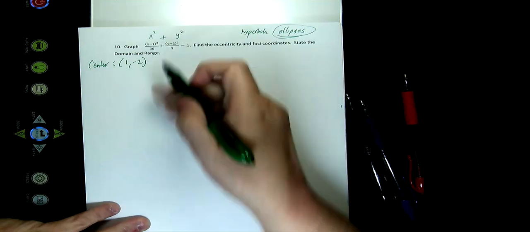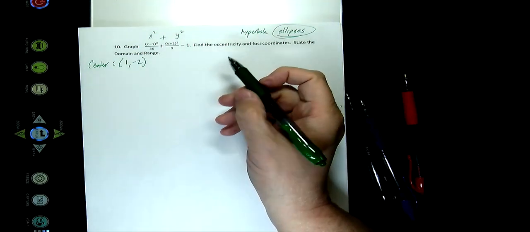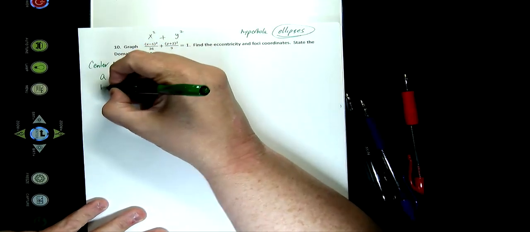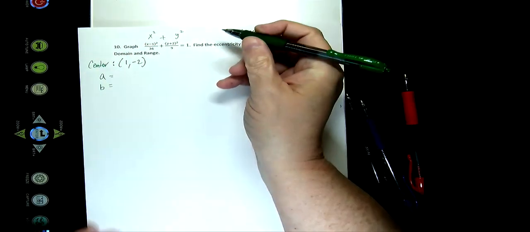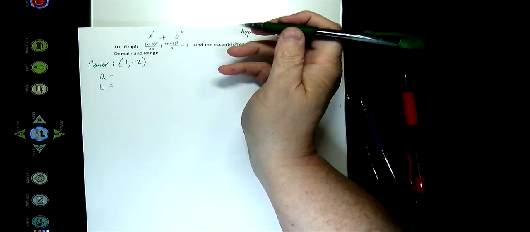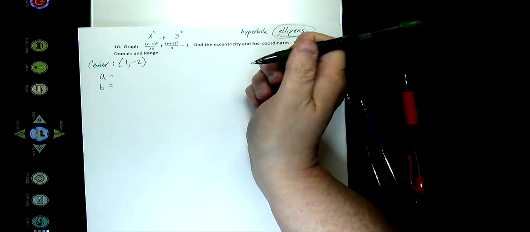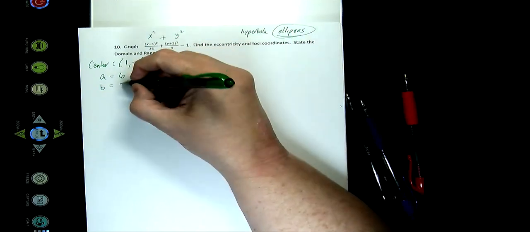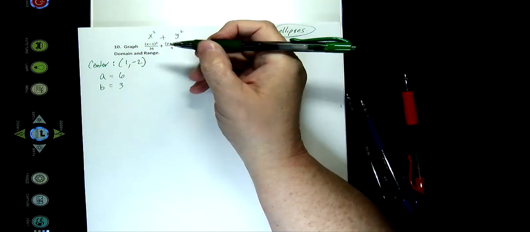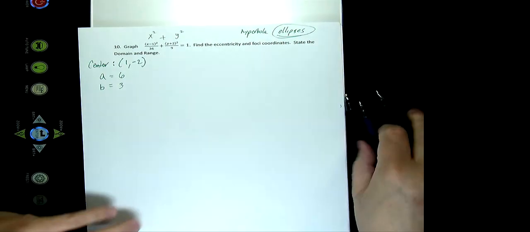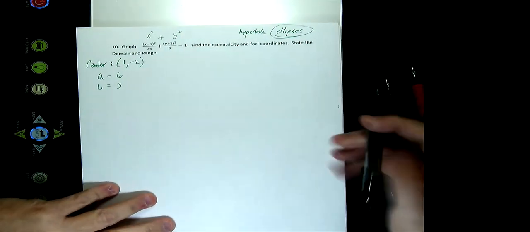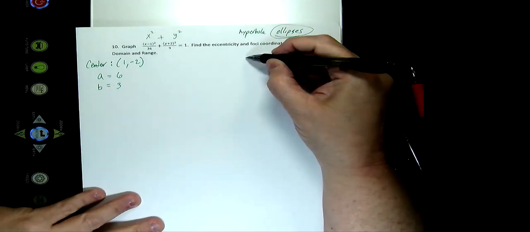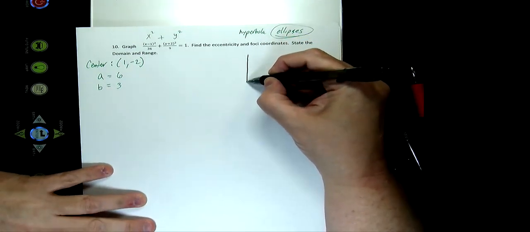What is the 36 and the 9? It's my a squared and my b squared. So which one is the a squared? a squared is 36, so that makes a 6. And b is 3. Let's start plotting that. a is 6 means I've got a lot of motion going on here. I'm going to need it wider than I have it tall.